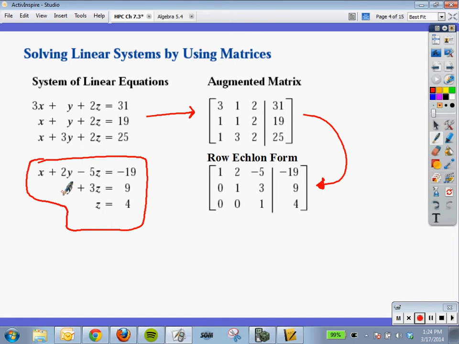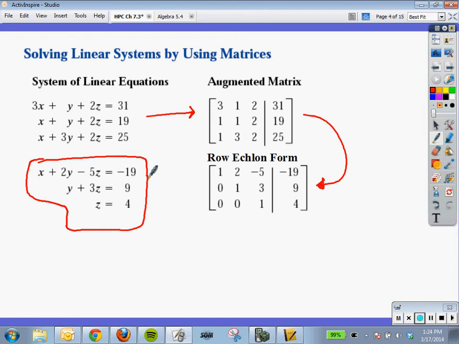Okay? And then in the second row we have no x value. So that's like saying a 0x and then a plus 1y plus 3z is equal to a 9. So that's why we have the 0, 1, 3, 9 there. And then the top row here we have all the coefficients and the negative 19 constant value.